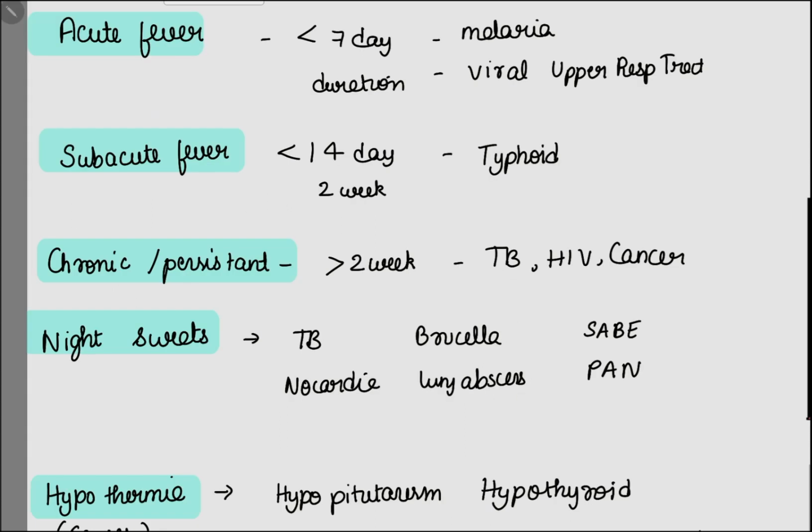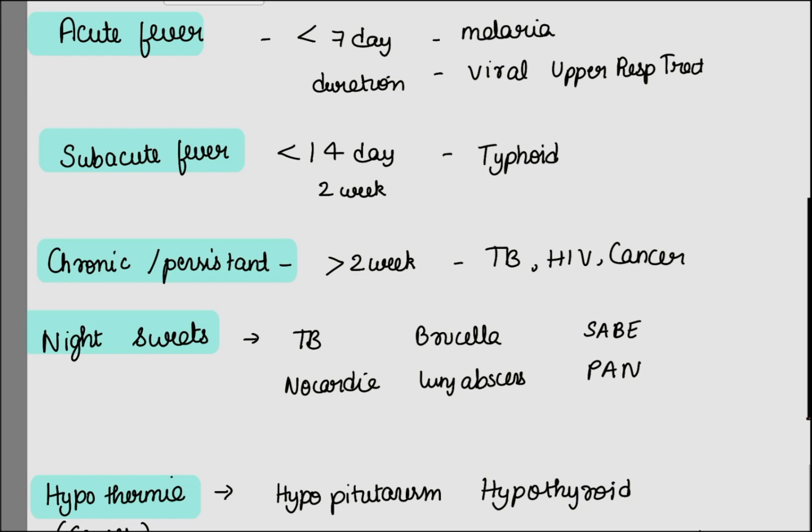Then we'll divide the types of fever: acute fever, subacute, chronic. When you mention your history of presenting illness, you usually use fever acute in onset or sudden in onset, or chronic fever. To be specifically clear, acute fever is less than 7 days of duration of fever.